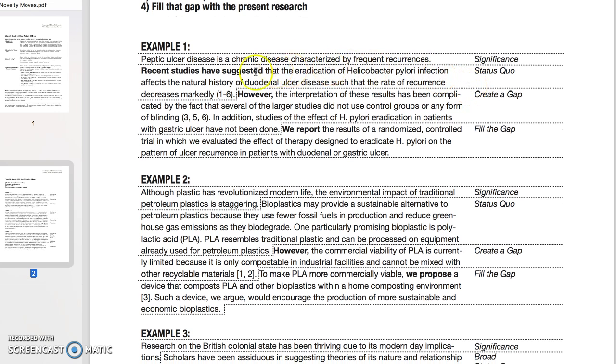And here in the status quo, they say recent studies have suggested that the eradication of this infection affects the natural history of duodenal ulcer disease such that the rate of recurrence decreases markedly. So what's really important to note about how they're introducing the status quo is they're using this phrase, recent studies have suggested. And so this signals to the reader that there has been previous published research about this, and this is what it has found.